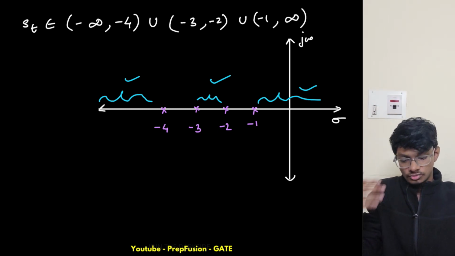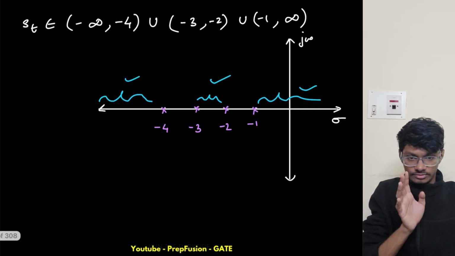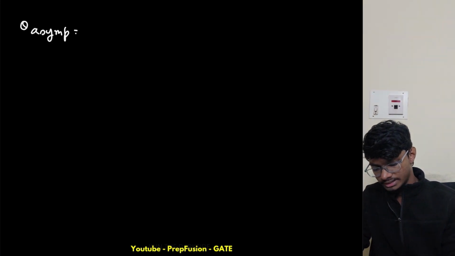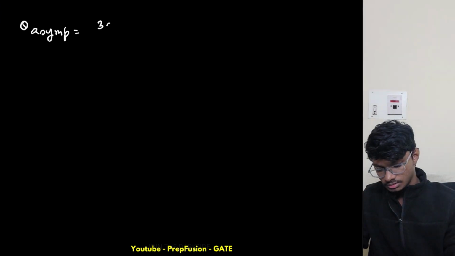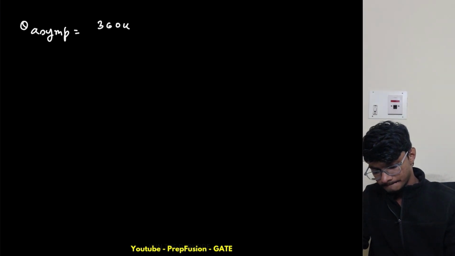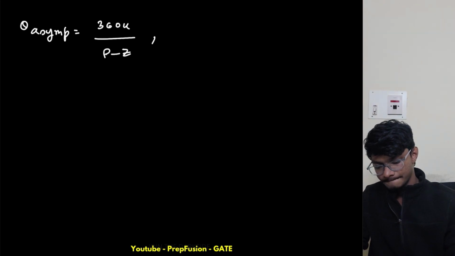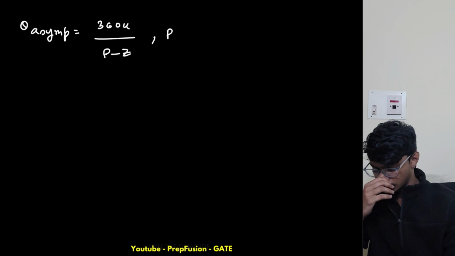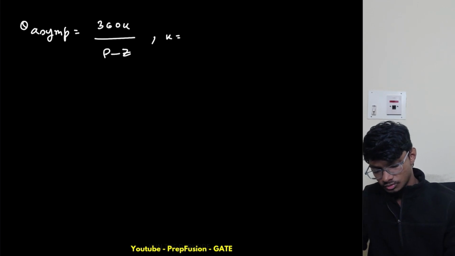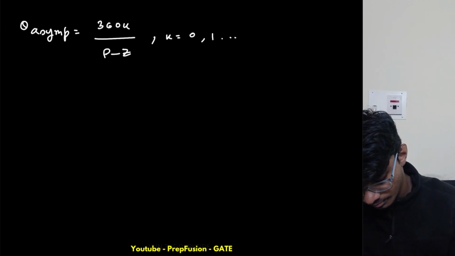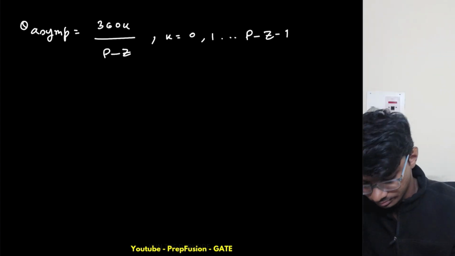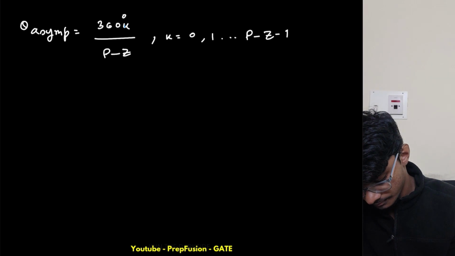Okay, so now let's solve for other things. As you know, we'll have 4 asymptotes. Now let's find out those 4 asymptotes, basically the angle of asymptotes. So what will my theta asymptote be? This time, the formula will change. It will be 360k over p minus z, where this k is going from 0, 1, up to p minus z minus 1. Okay, p minus z minus 1. So it is going like this, right?